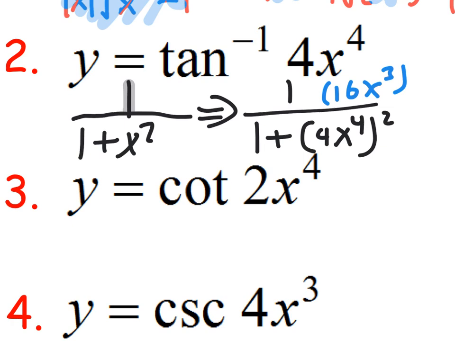So for the second one, I first wrote down what the derivative would look like if it was just x. Then I just plugged in 4x to the fourth, because that's what we have here. And I multiplied by the derivative of that for the chain rule.